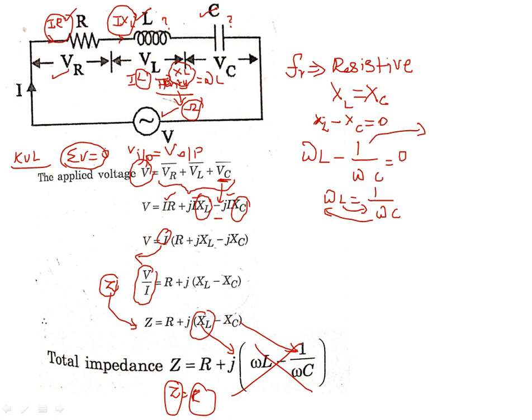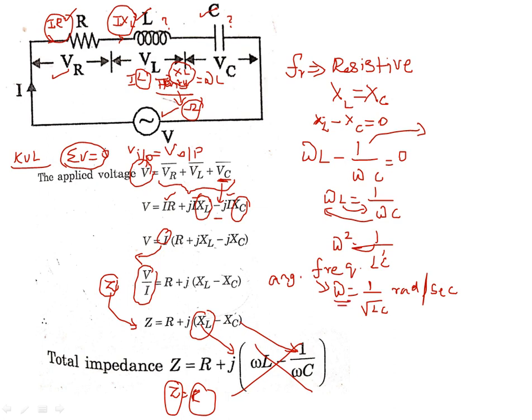Take L to the right side, omega to the left side. Omega into omega, omega square, is equal to 1 by LC. So omega is equal to 1 by root LC. The unit is radians per second. What is the meaning of omega? Angular frequency.